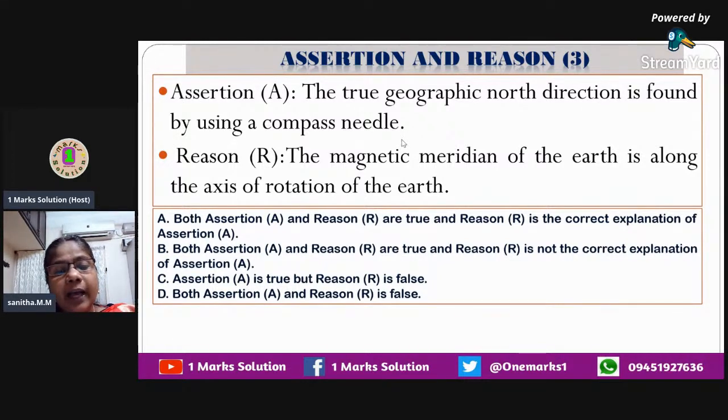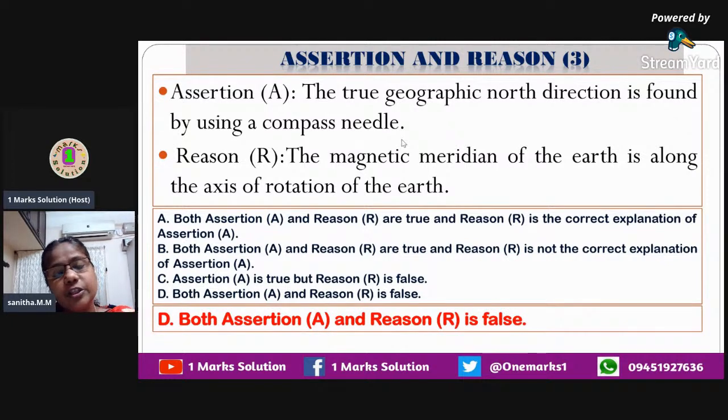That is the axis of rotation and the magnetic meridian. Meridian, you know that, isn't it? It is a vertical plane passing through the magnetic axis. The magnetic axis and the axis of rotation, that is the geographic axis, are inclined at an angle. It is 11.2 degrees, we can say it is the magnetic declination. So here both assertion and reason are false. The option is D. Let us move on to the fourth one.